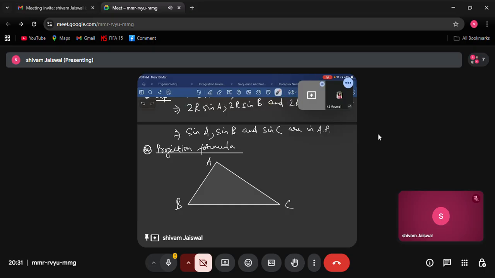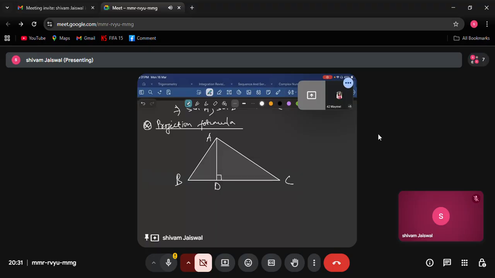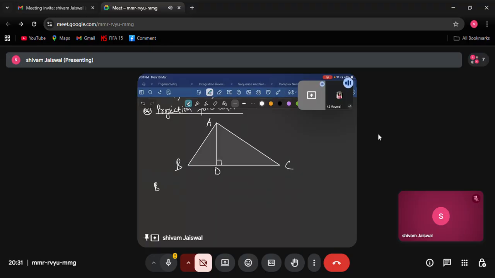Projection is, what is the projection of this line on this line? It is when you drop a perpendicular. Let us call this D. Then BD is the projection of AB on AC. BD is equal to the projection of AB on AC. Right, tell me.